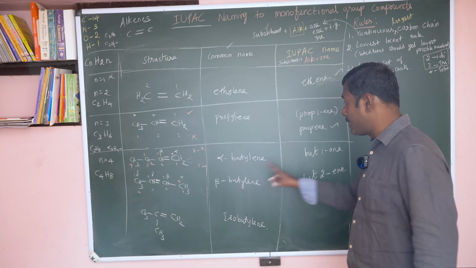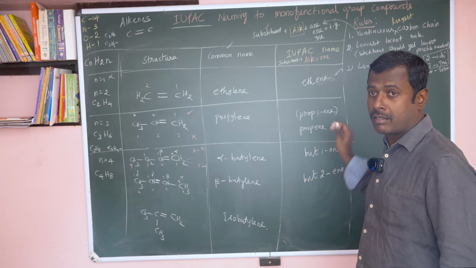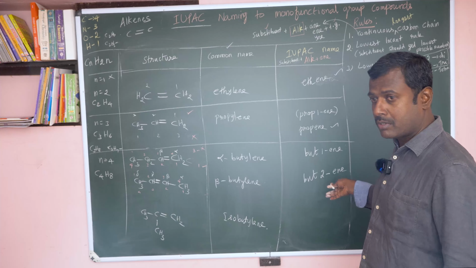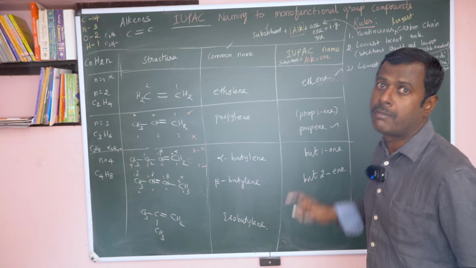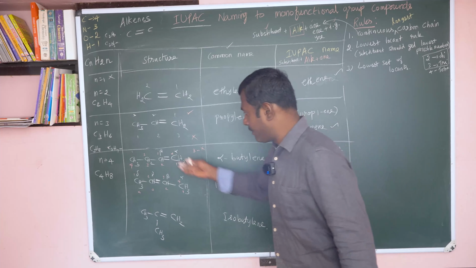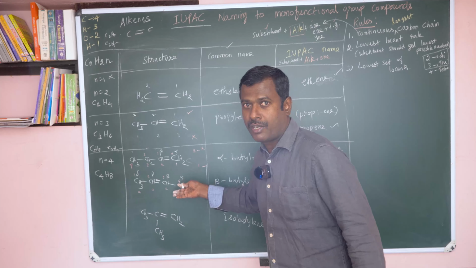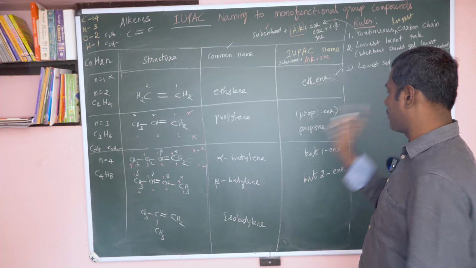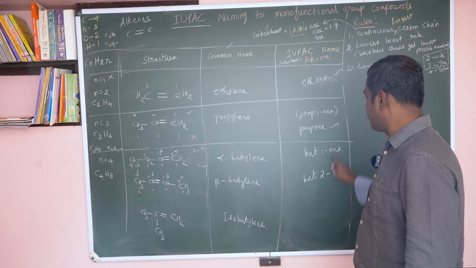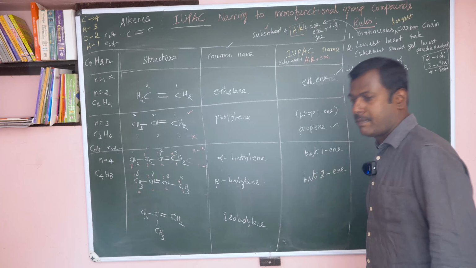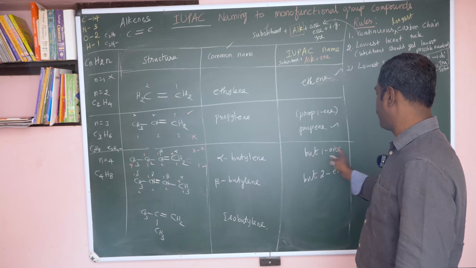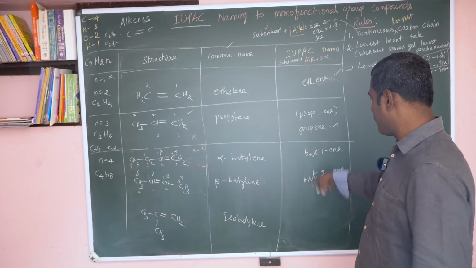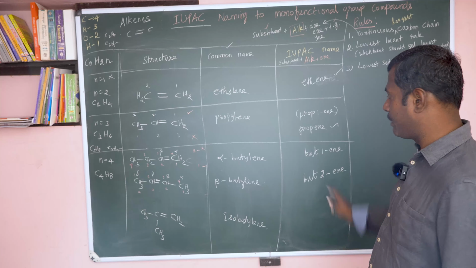Since but-2-ene is different from but-1-ene, in order to distinguish these 2 compounds, we have to give numbers. We have to mention the position of the double bond, because the difference between these 2 is only in the position of the double bonds. It is a must. So but-1-ene, but-2-ene: these 2 are different compounds, 2 different alkenes.